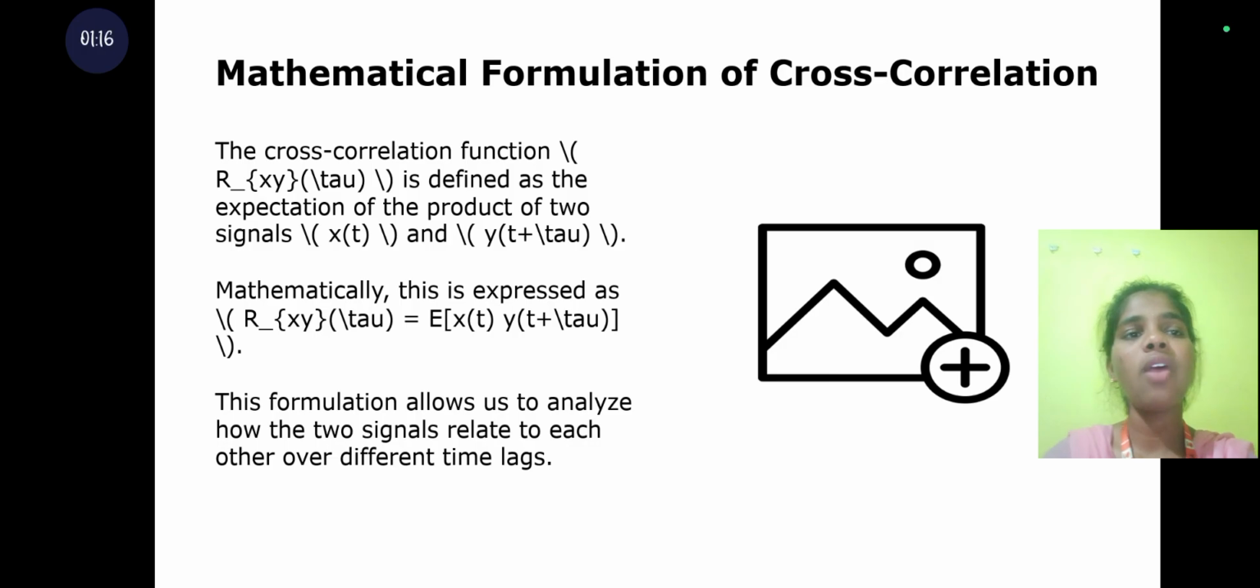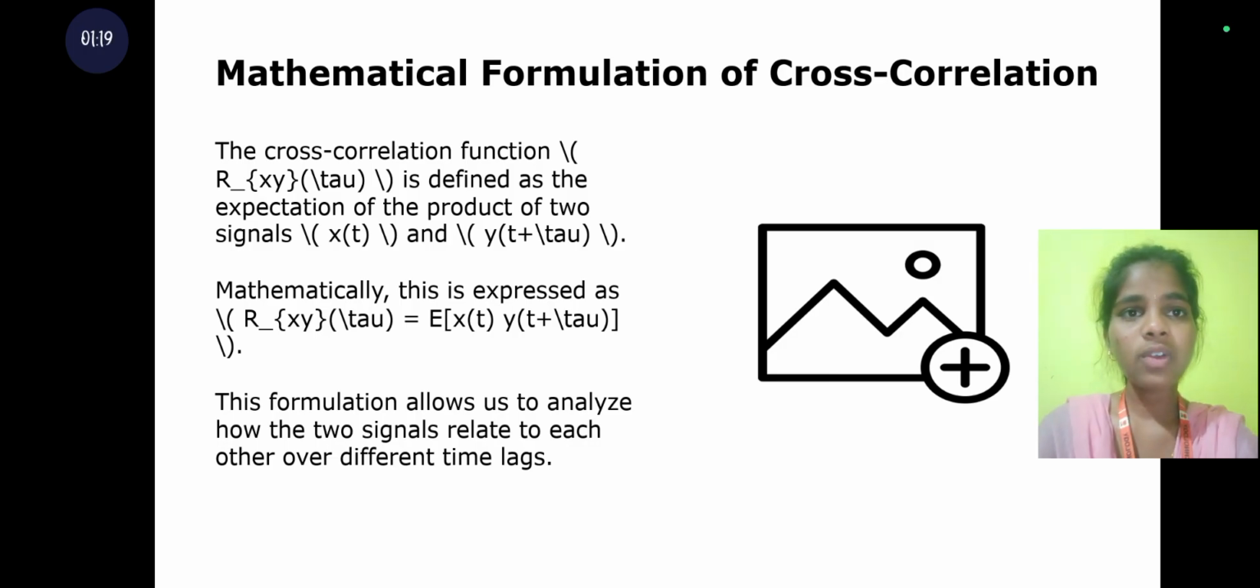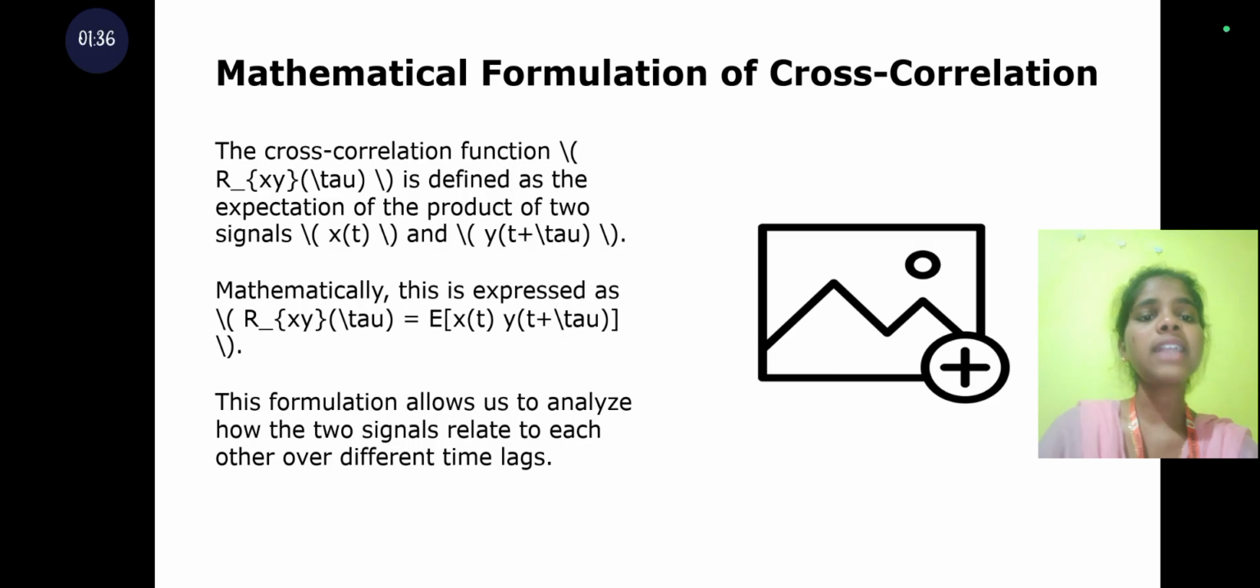Mathematical formula of cross correlation. The cross correlation function R_xy(tau) is defined as the expectation of the product of two signals x(t) and y(t + tau). Mathematically, this is expressed as R_xy(tau) = E[x(t) y(t + tau)]. This formulation allows us to analyze how the two signals are related to each other at different time lags.